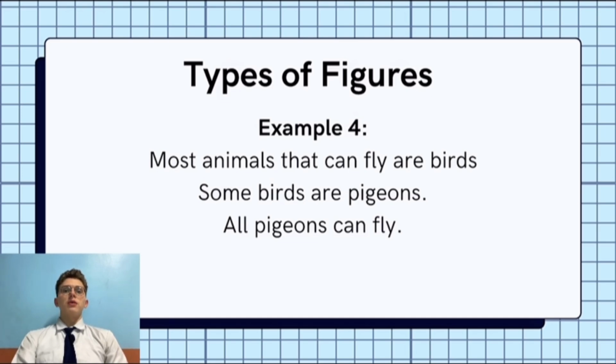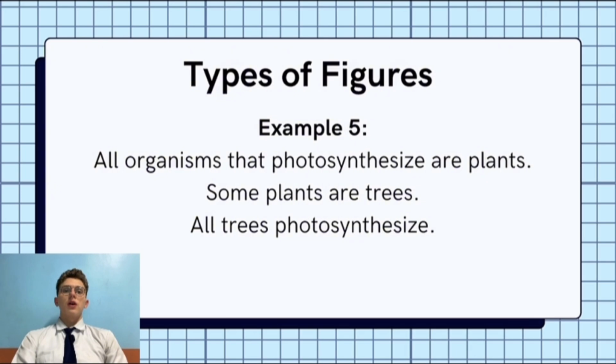The last example, example 5. All organisms that photosynthesize are plants. Some plants are trees. All trees photosynthesize. The middle term here is plants. It appears on the right in the first premise and on the left in the second premise. Hence, we can conclude it is a figure 4 argument.